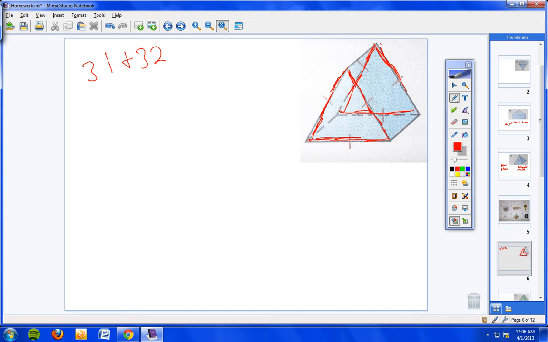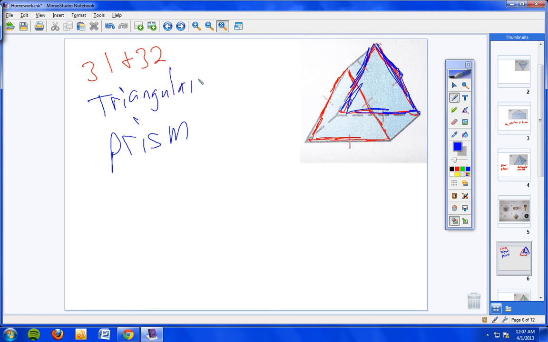Do you see that? Do you see how those two faces, I'm going to highlight one in blue. Do you see how the blue face right there is congruent to and matches the red face? I hope you do. So this is definitely a prism, and it's a triangular prism because if you were to flip this thing up on its base to where the base matched the top, it would be a triangle. So it's called a triangular prism.